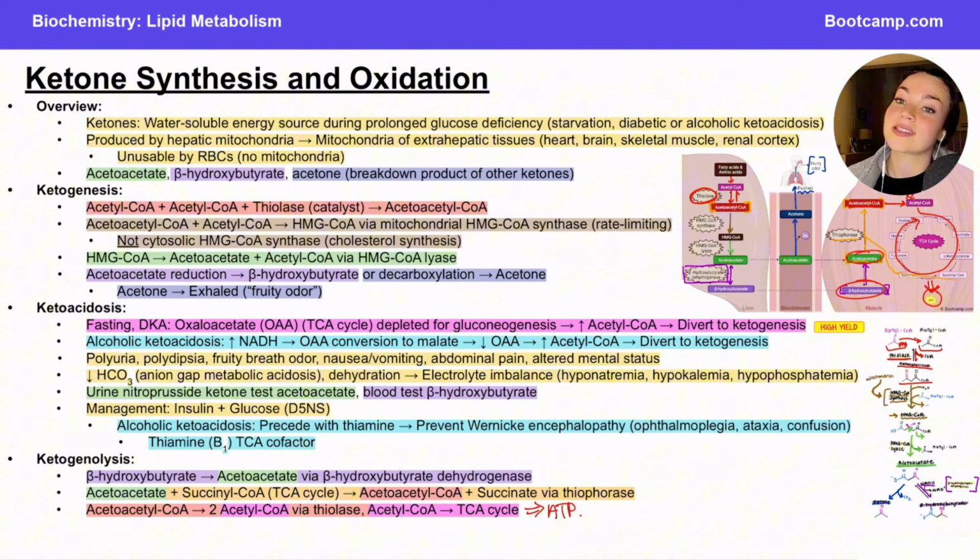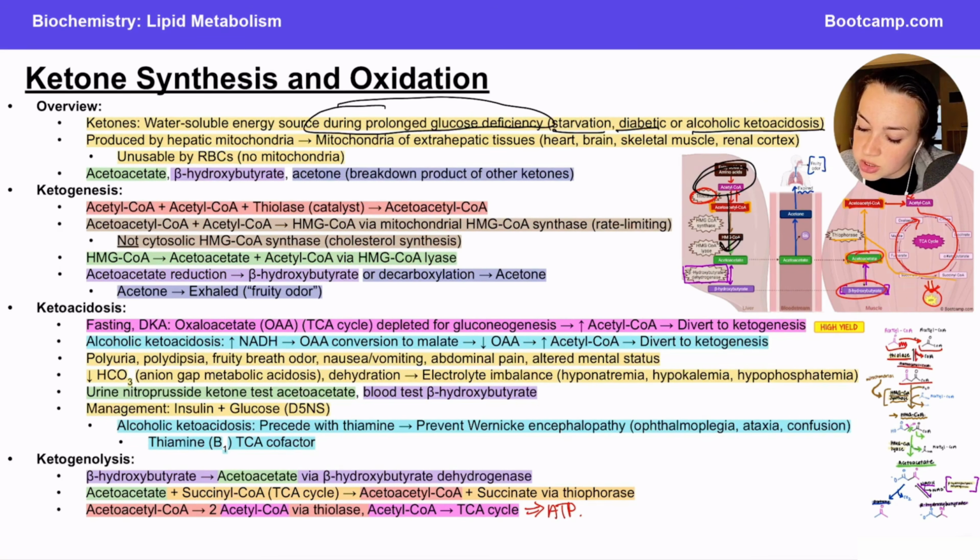All right, so let's wrap things up. Ketones are what we were talking about in this video. They're our water-soluble energy source released during prolonged glucose deficiency. And the main situations we talked about where that is the case were starvation, sort of late-stage starvation, diabetic ketoacidosis, or alcoholic ketoacidosis. We took acetyl-CoA, we put it through a series of reactions and turned it into acetoacetate to start, which is sort of our base ketone. And from there, we could turn it into beta-hydroxybutyrate or acetone.